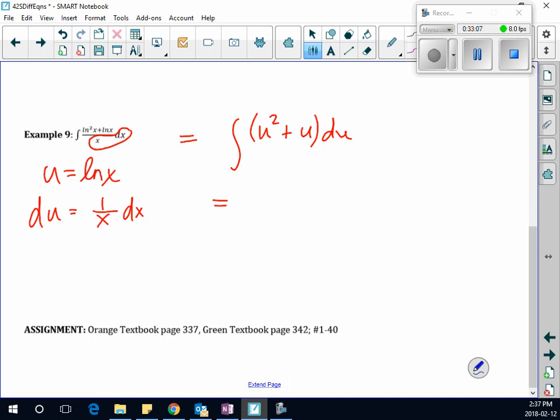Okay, so then add 1, you get u to the power 3, and then the reciprocal. Add 1, then the reciprocal, plus c. Okay, then we get 1/3 ln cubed x plus 1/2 ln squared x plus c. Now, I will caution you that sometimes they combine logarithms together in their answer.